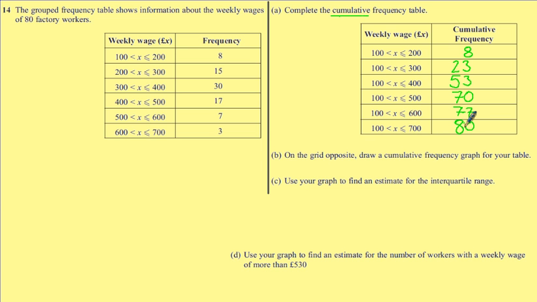Quick check, I was told originally that this was a group frequency table with weekly wages for 80 factory workers, and I do have 80 factory workers in here.